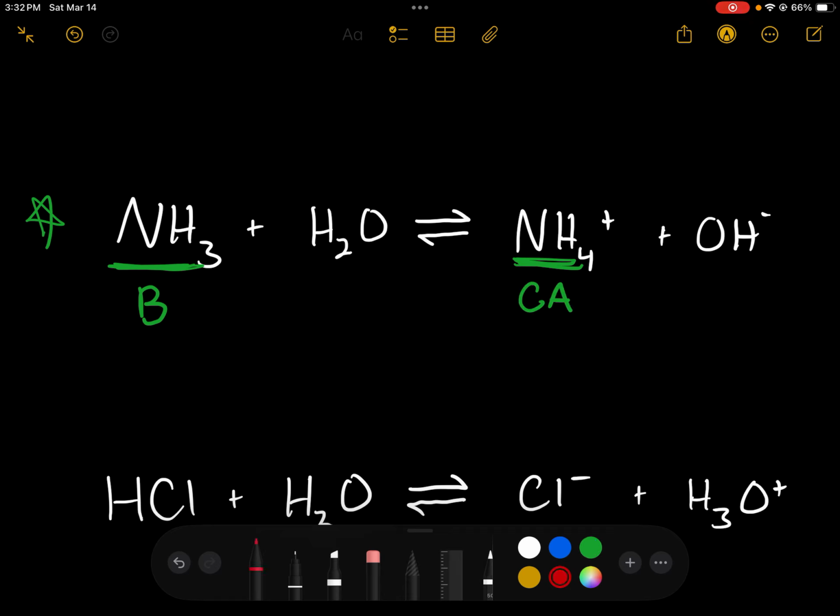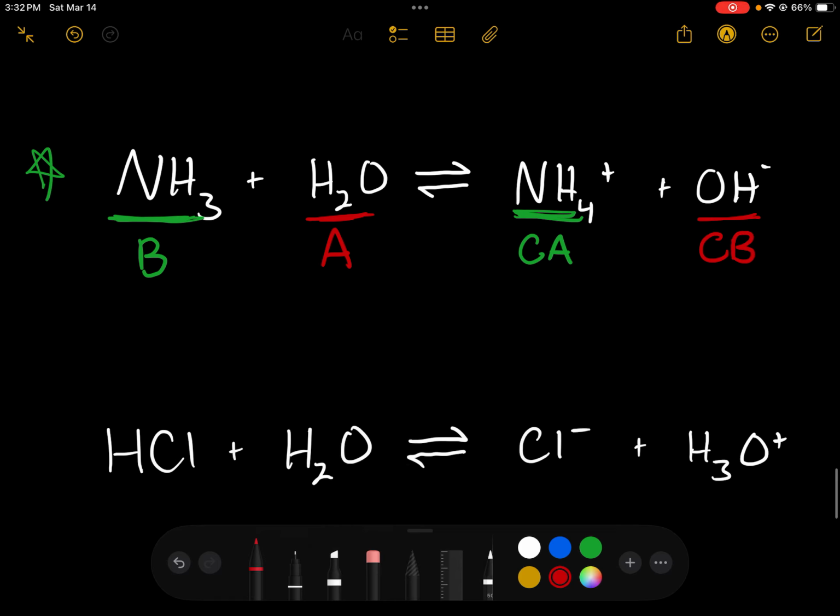Now, the water here, we see that the water has 2 hydrogens, but on the right-hand side, this most similar molecule only has 1 hydrogen. So this water has lost a hydrogen, making it the Bronsted-Lowry acid, and on the right-hand side, after it loses that hydrogen, it becomes the conjugate base, right?